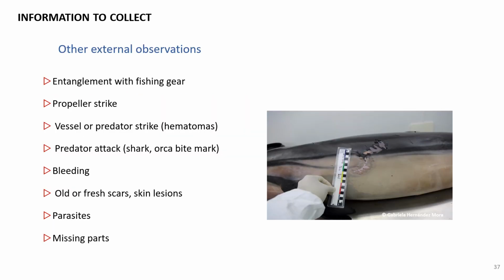For the external observations, we also want to know if there is evidence of entanglement with fishing gear, propeller strike, vessel or predator strike, if there are hematomas, predator attack, if it's a shark or bite mark, if the animal is bleeding, if it has old or fresh scars, skin lesions like the one in the photo, parasites, and missing parts.